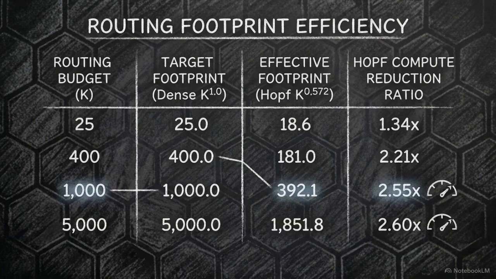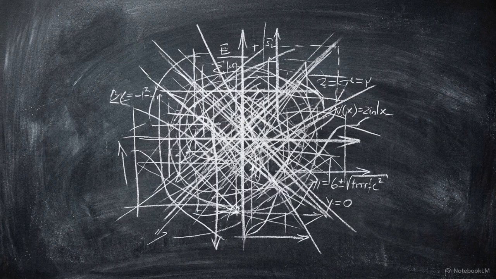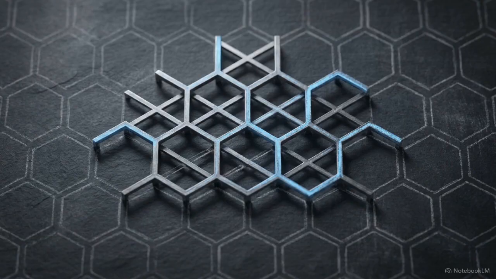This table displays routing budget versus effective footprint, proving the K to the 0.572 efficiency limit. At a budget of 1,000, standard linear scaling demands 1,000 cells. The AAR protocol requires only 392.1, a 2.55 times compute reduction. Reaching 5,000, the ratio locks in at 2.60. The quantitative data confirms the mechanism's behavior. As the network capacity expands, the Hopf coordinate mechanism occupies a decreasing fraction of available topological cells.